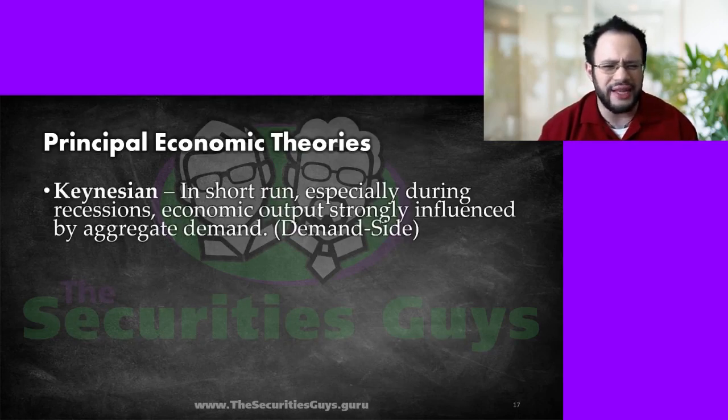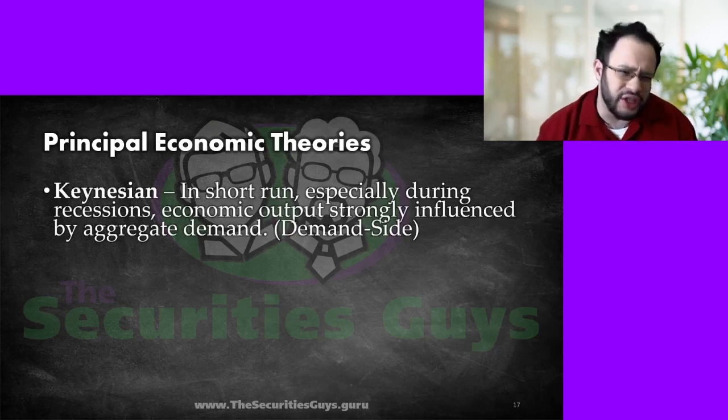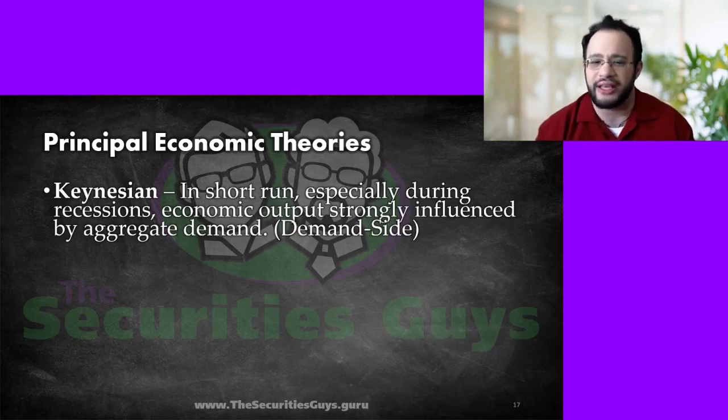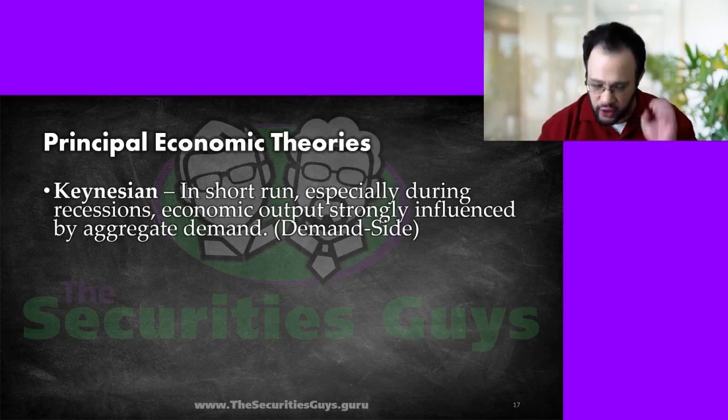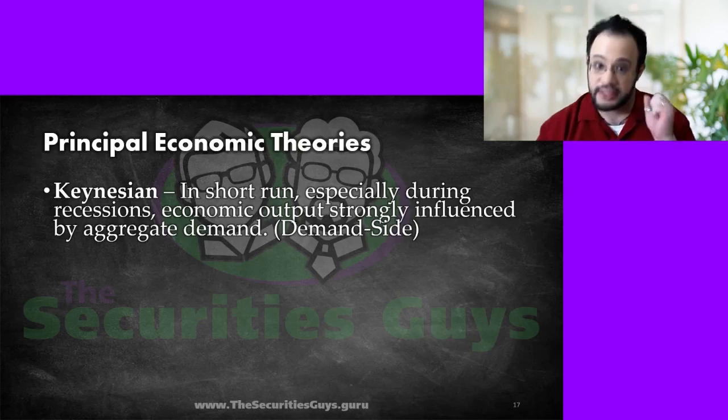There are some principal economic theories we also need to understand. These generally aren't being tested a lot, but occasionally. Keynesian is, in the short run, especially during recessions, economic output strongly influenced by aggregate demand. Can also be thought of as demand side. If you pump money to the demand side, generally through government spending, basically pumping money into the economy, that's the Keynesian idea on economic theory.